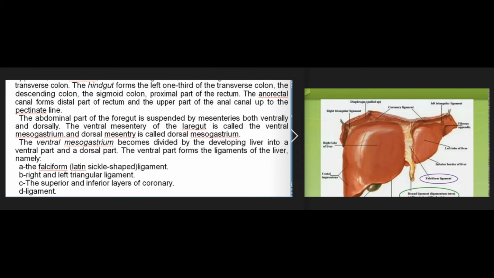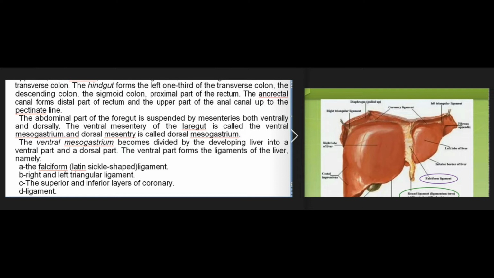The hindgut forms the left 1/3 of the transverse colon, the descending colon, the sigmoid colon, and the proximal part of the rectum. The anorectal canal forms the distal part of the rectum and the upper part of the anal canal up to the pectinate line. The abdominal part of the foregut is suspended by mesenteries both ventrally and dorsally. The ventral mesentery of the foregut is called the ventral mesogastrium, and the dorsal mesentery is called the dorsal mesogastrium.